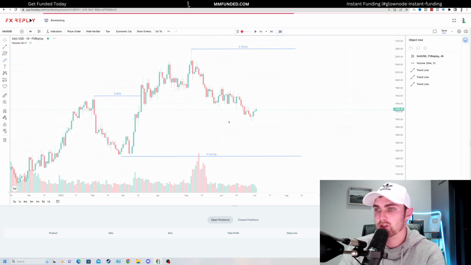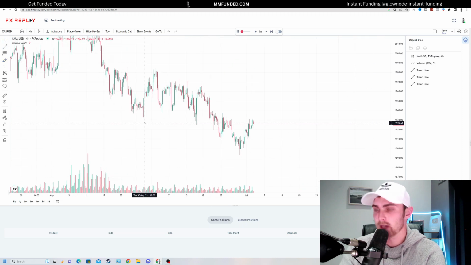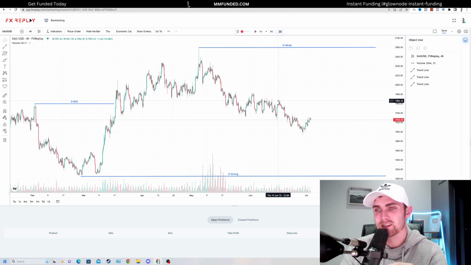Secondly, I hop over to the 4-hour time frame to have a look at what price is doing inside of the daily range. And this is super important, and this is something that many traders forget about. They don't look at the higher time frame intentions, because the higher time frame is the foundation and the core of what you do on the lower time frame.